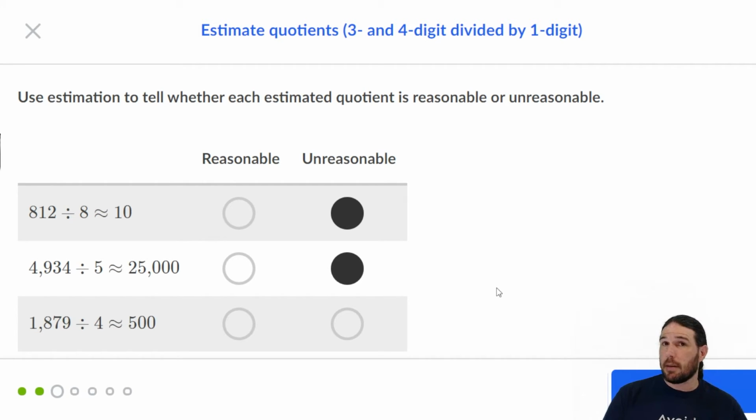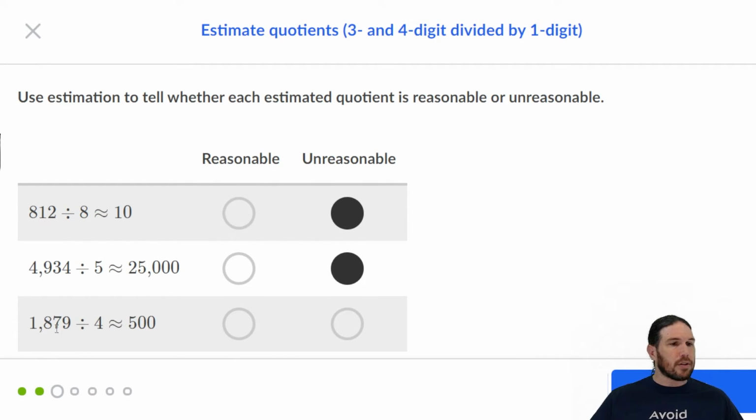Being able to critique somebody else's work and figure out what thought process led to an incorrect answer is often just as important, sometimes even more so than finding the answer yourself. It seems to me like they took about 5,000, which is a good step, and I think they multiplied it by 5 to get 25,000 instead of dividing. It should be that it's approximately equal to 1,000.